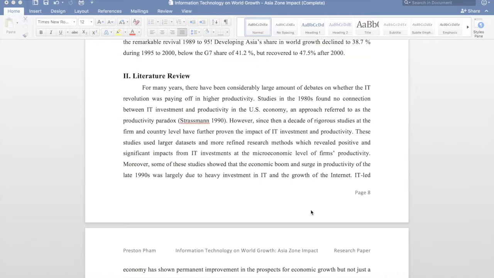Some add in various variables, such as other inputs besides just labor and capital. Some research will just juxtapose IT and non-IT investment to see which one has a higher ROI, return on investment, and etc.